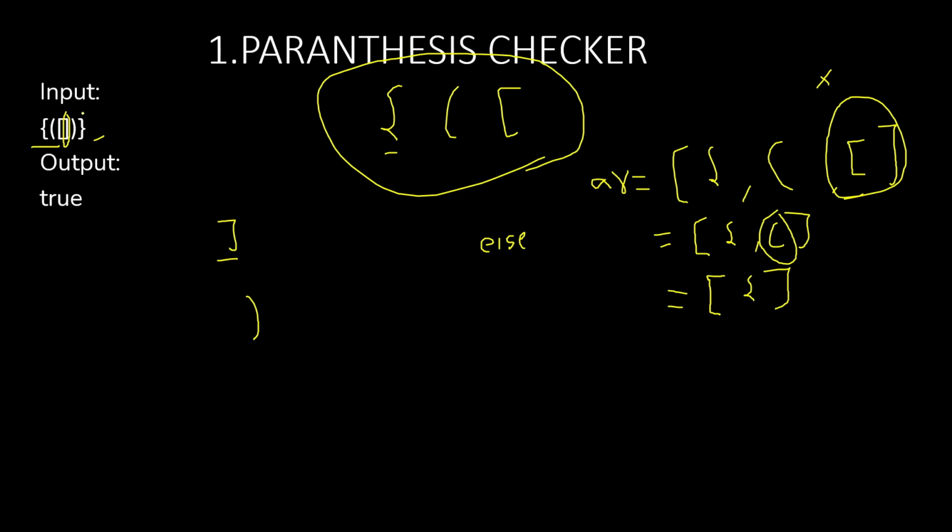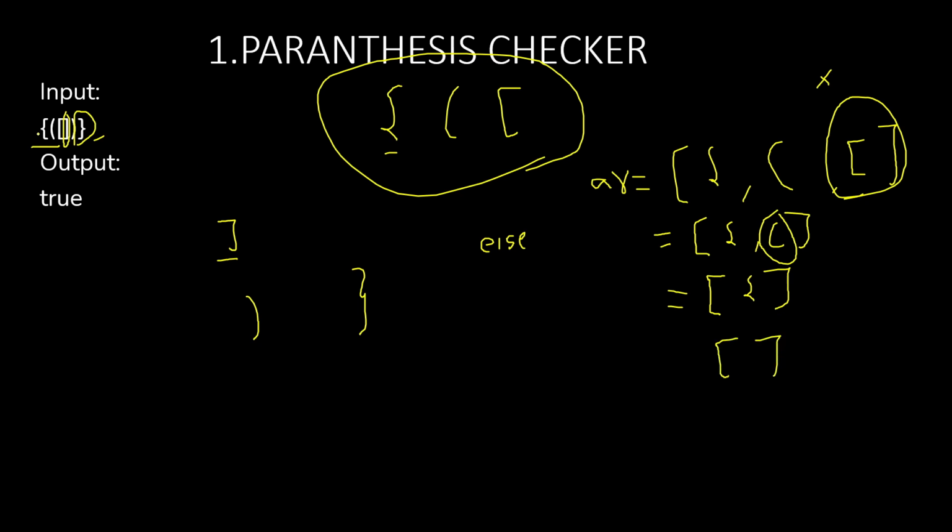Now again moving forward in the iteration, we are facing this last element, which is the curly bracket of the right side. Now we have to check similarly in the temporary array if the last symbol is the opposite symbol of the right side curly bracket or not. Yes, if it is matching, then we pop this element.